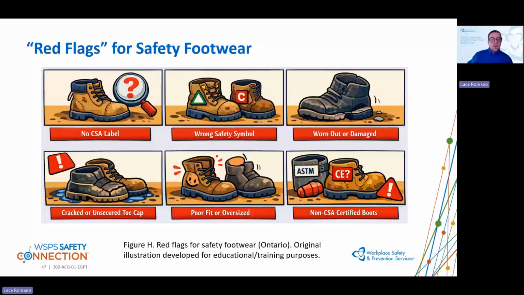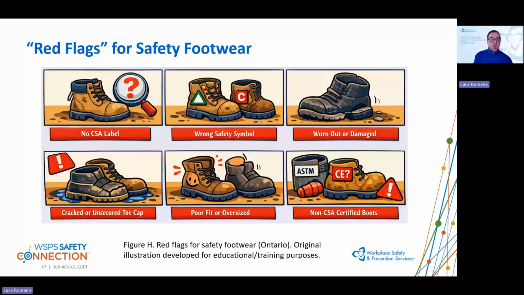When it comes to safety footwear, again, you're hopefully seeing some trends here with different PPE. It starts off with there not being a CSA marking, either on the device itself or even within the area where you put your foot in. There could also be a wrong safety symbol on the outside of it, or a mismatch between the hazard type the footwear is being used to protect against and what you actually required.